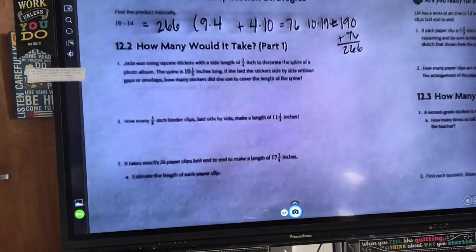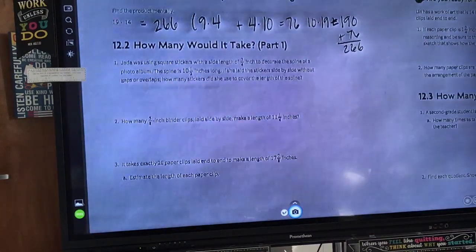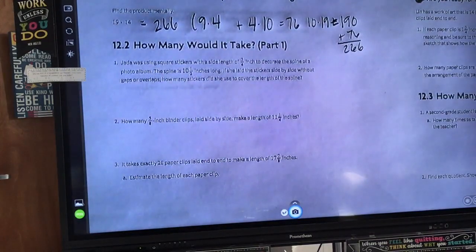You are going to need something to highlight, annotate, whatever you would like to call it. All right, number 1, it says, Jada was using square stickers with a side length of 3/4 inch to decorate the spine of a photo album. The spine is 10.5 inches long. If she laid the stickers side by side without gaps or overlap, how many stickers did she use to cover the length of the spine? All right, so this time through, we're going to highlight.